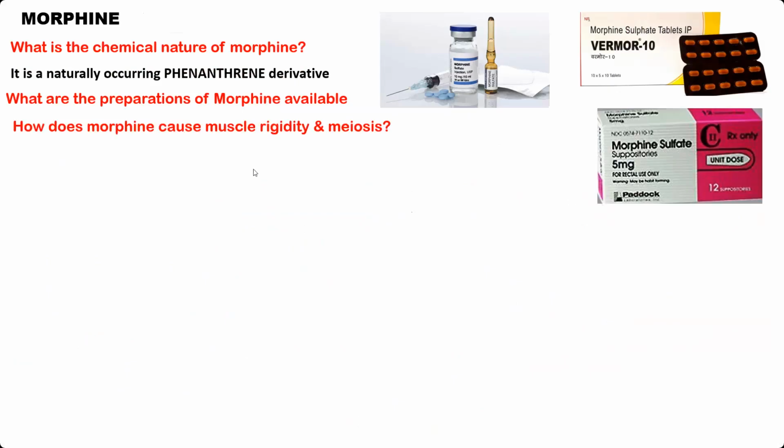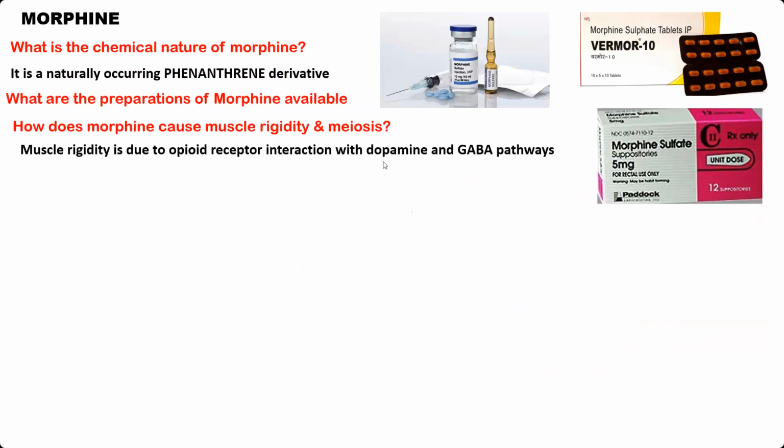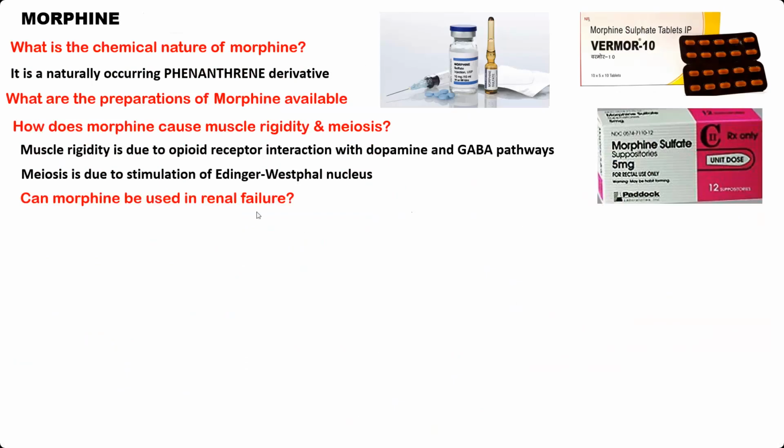So morphine may cause muscle rigidity and miosis. These are the two problems that morphine can produce. How are they produced? How does it cause muscle rigidity? They interact with the dopamine at substantia nigra. So it is by dopamine and GABA pathways, not the substantia nigra location. The pathways are dopamine and GABA pathways. So interaction with these two pathways will cause muscle rigidity, and miosis is due to stimulation of the Edinger-Westphal nucleus. That pinpoint pupil which happens in morphine toxicity or overdosage is because of the stimulation of the Edinger-Westphal nucleus. And can morphine be used in renal failure?